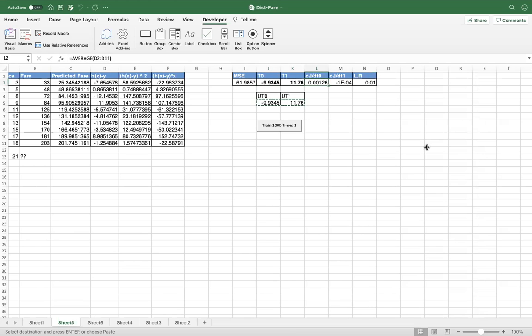Let's say another 3000 times. I'm doing this. Another 3000 times. You can see dow J by dow theta 1 becomes a very, very small value. Even dow J by dow theta naught is also becoming a very, very small value.